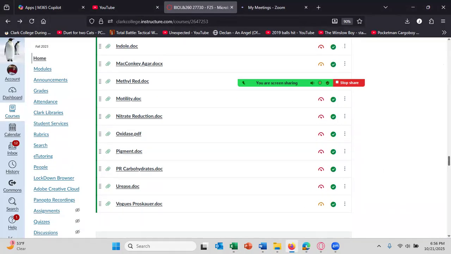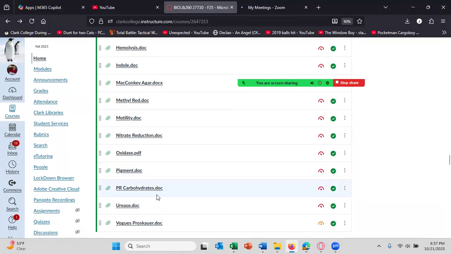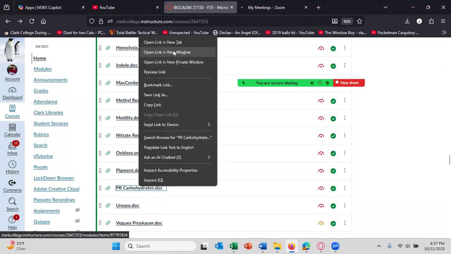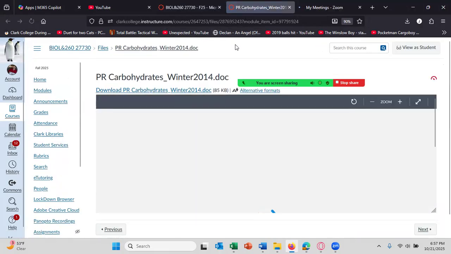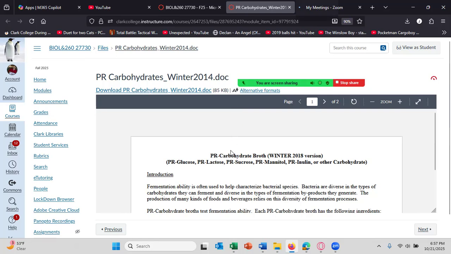Come up here, and we see there is no PR lactose test. All we have is PR carbohydrate. Let me open that. PR carbohydrate broth is the PR glucose test, the PR lactose test, the PR sucrose test, the PR mannitol test, the PR inulin, or some other carbohydrate, PR carbohydrate.